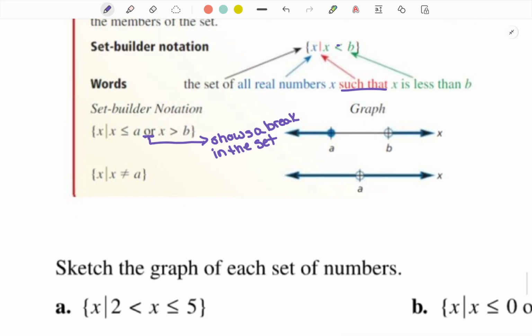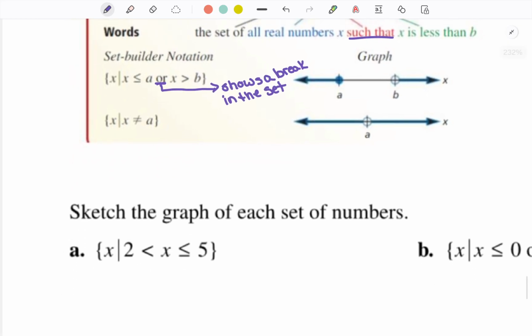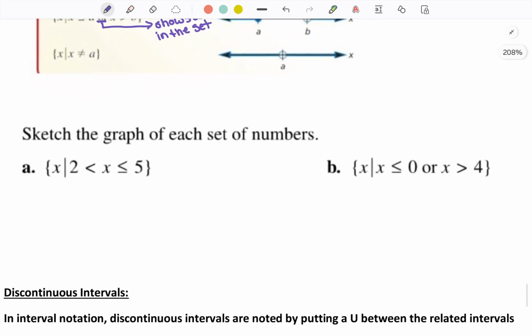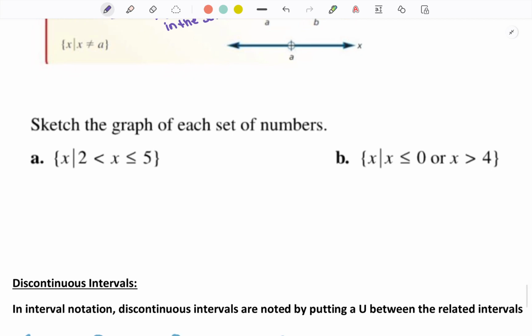You can also have x is not equal to a value if you have just one value that is left out. Sometimes we will go ahead and show this with 2 or 3, but typically you would do this with just one value. So let's go ahead and look at A here, where we need to sketch the graph of each set of numbers. So we have x is such that 2 is less than x, which is less than or equal to 5.